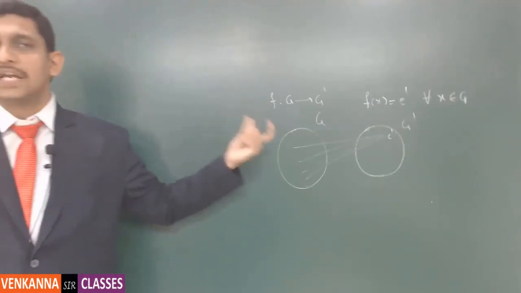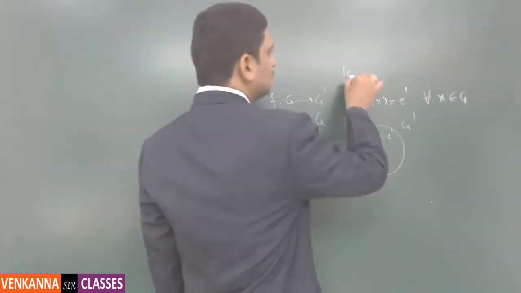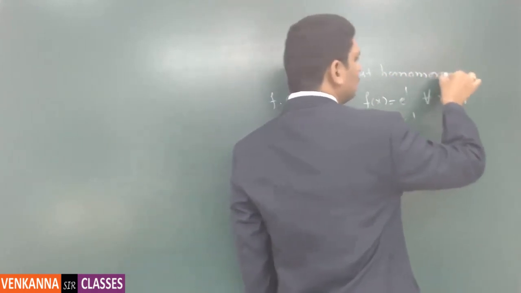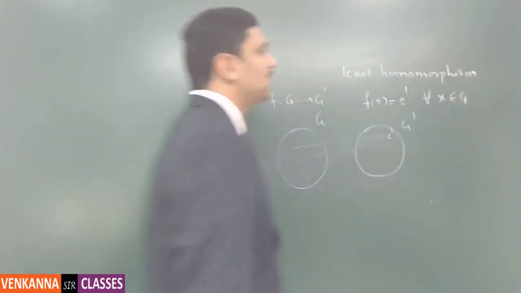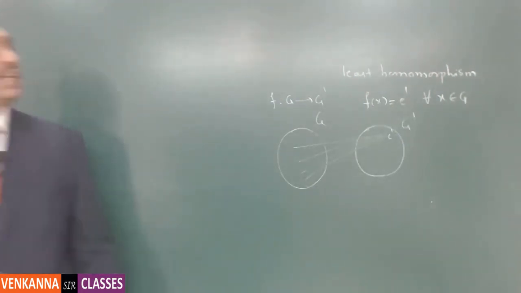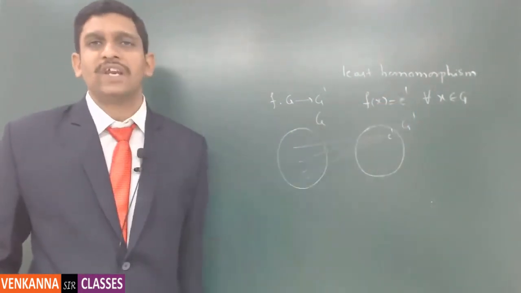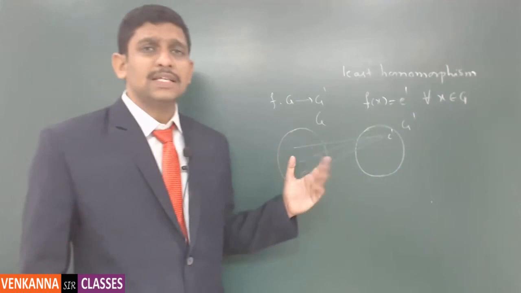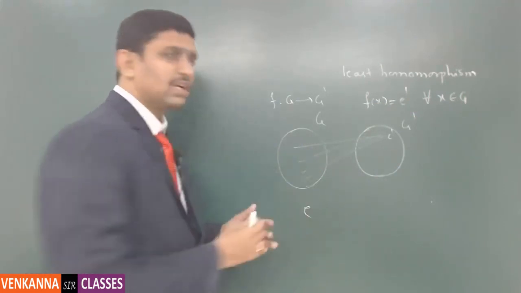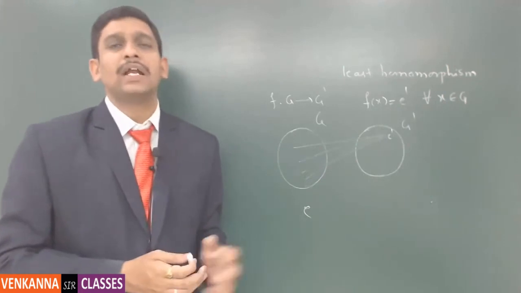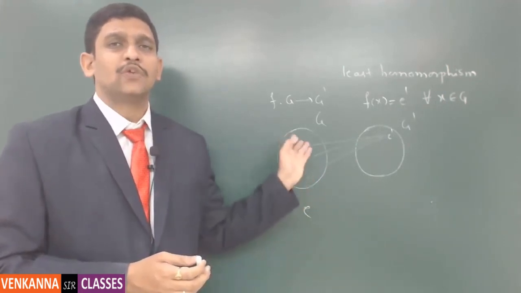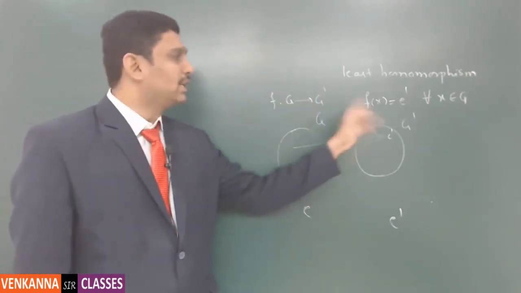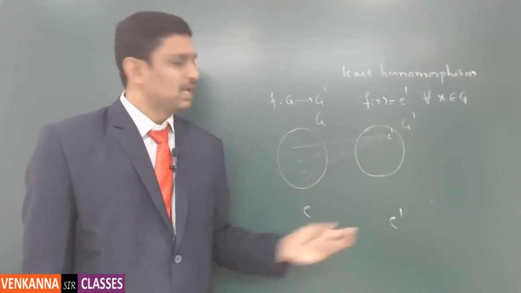Hence, this type of homomorphism, we call it least homomorphism. Or you can also call it a trivial homomorphism, but the appropriate word is least homomorphism, defined in the way that f of x is equal to identity for every x belongs to G. One thing, as far as terminology is concerned, whenever we use the symbol E, we have to understand that it is the identity element in the group G. Whenever E dash is written, it is the identity element in the codomain group G dash. That we need to understand.